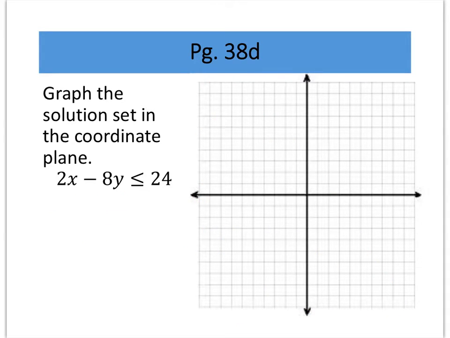Okay, a couple more, just really quickly. We have to solve all of these for y first. So minus 2x, minus 2x, minus 2x. So negative 8y is less than or equal to negative 2x plus 24. Solving for y, I have to divide by negative 8. Remember, when we divide by negatives, we have to flip the sign.